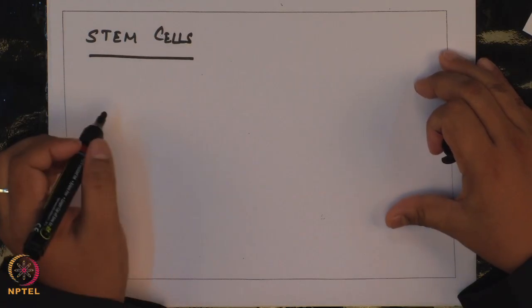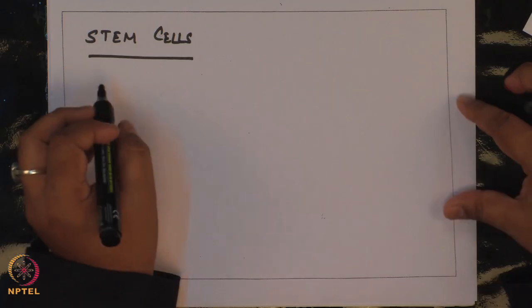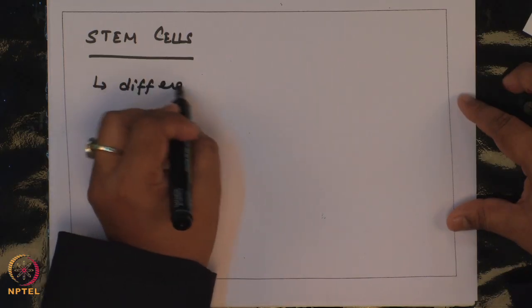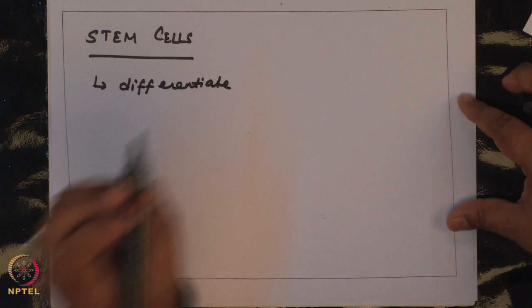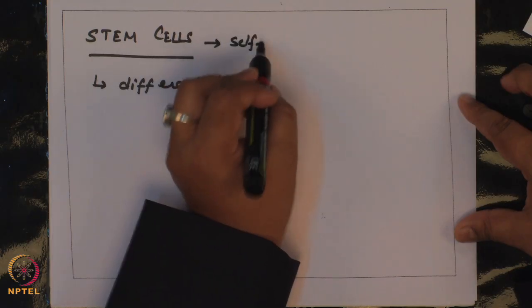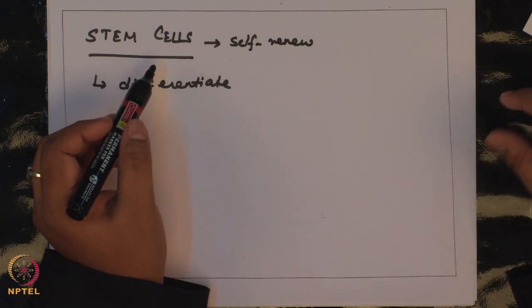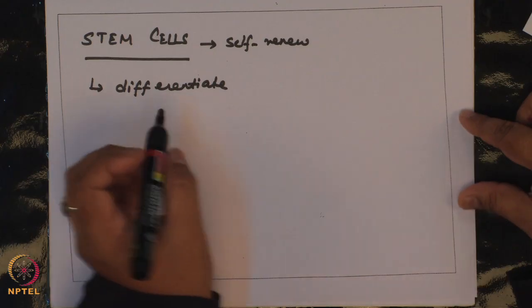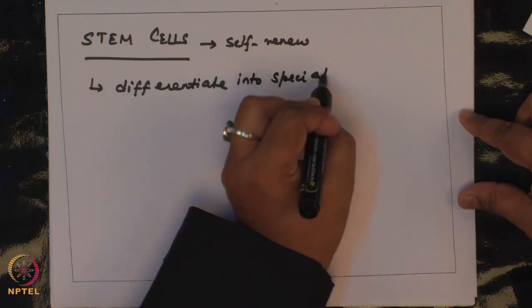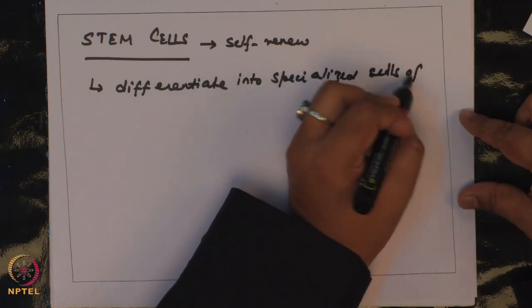So, what are stem cells? Stem cells are undifferentiated biological cells. You have cells which can differentiate. Two aspects of stem cells: they can self renew, or divide to generate more of their own type, or they can differentiate into specialized cells of different tissues.